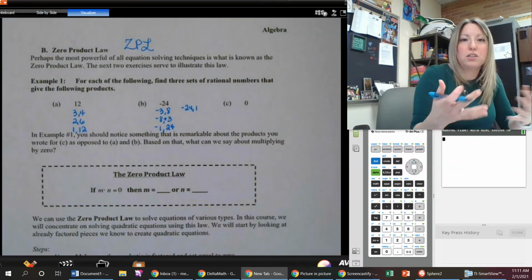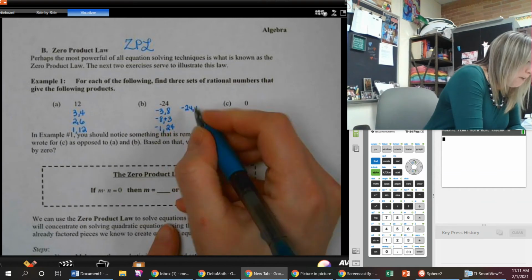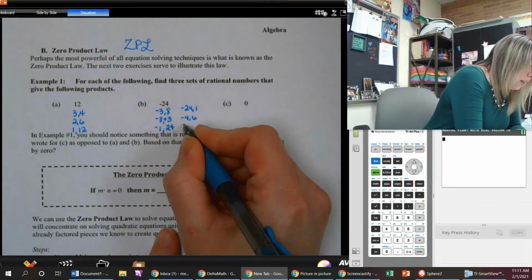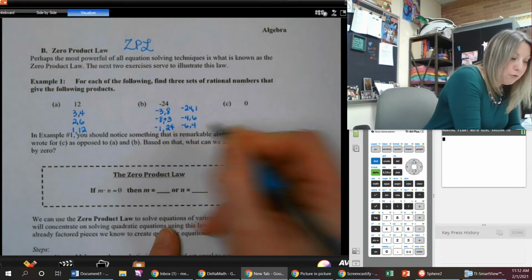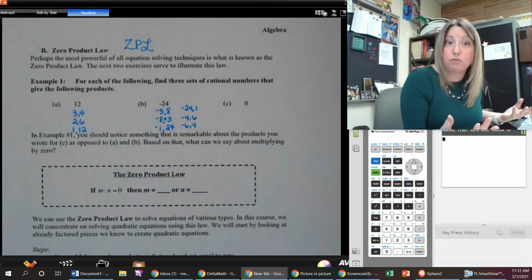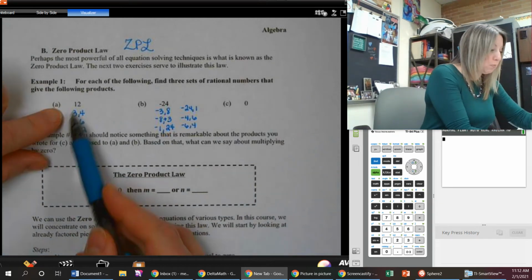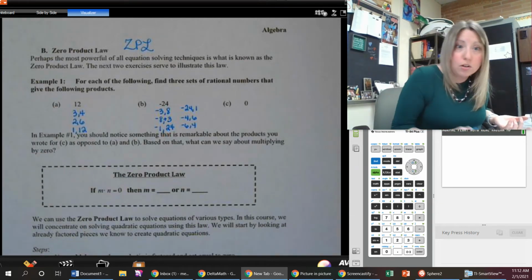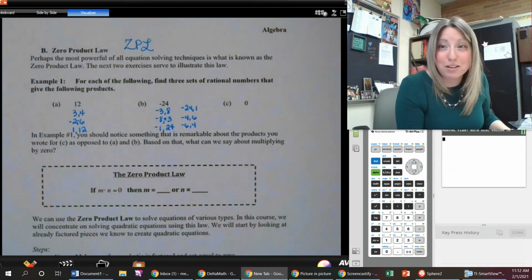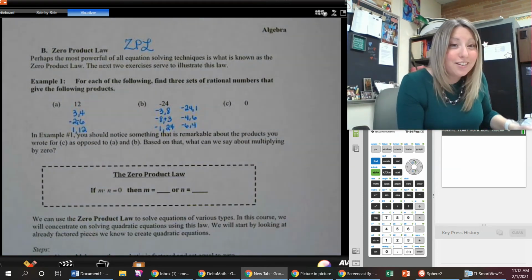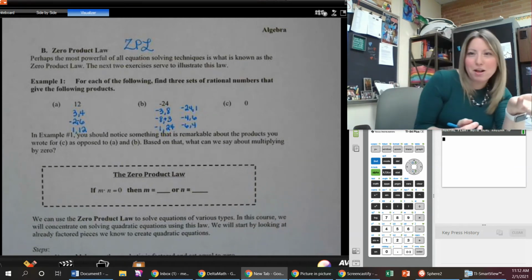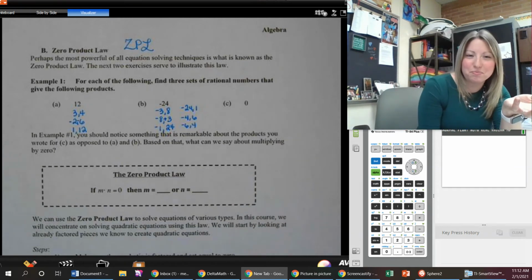We just needed 3 sets of factors, but I'm going to do one more set, 4 and 6, negative 4, and then maybe we'll do negative 6 and positive 4. So you can see lots of factors that would multiply together to give me negative 24, lots of factors that multiply together to give me 12. Look, if I did negative 2 and negative 6, they multiply together to give me positive 12. So lots of potentials. But what multiplies together to give you 0?